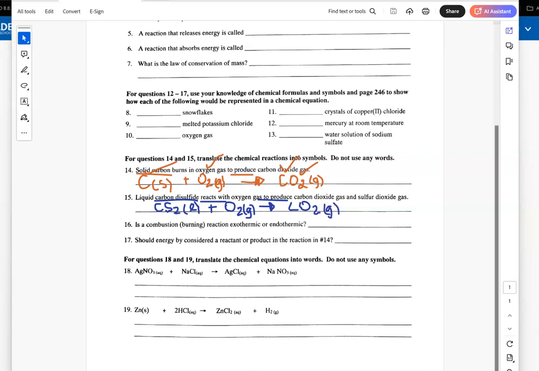And the word and, in math as well, just means to add. Sulfur dioxide, another covalent compound, SO2 gas.